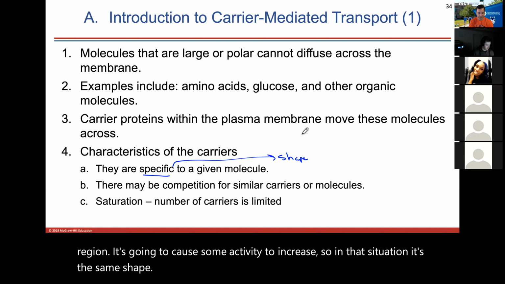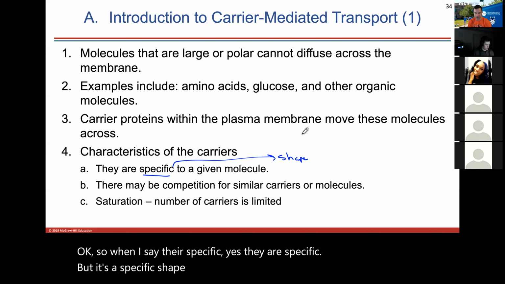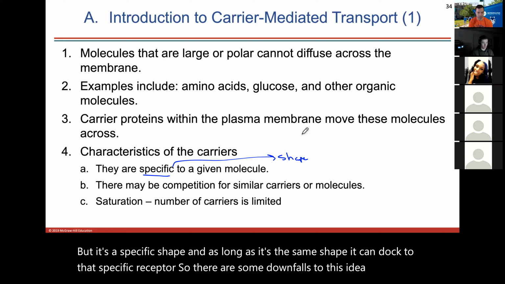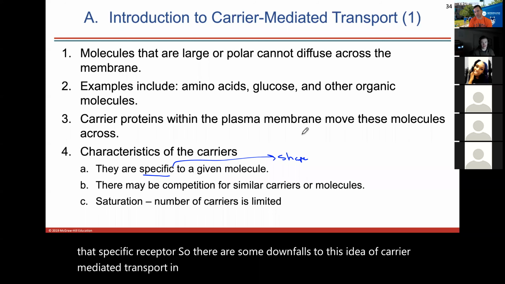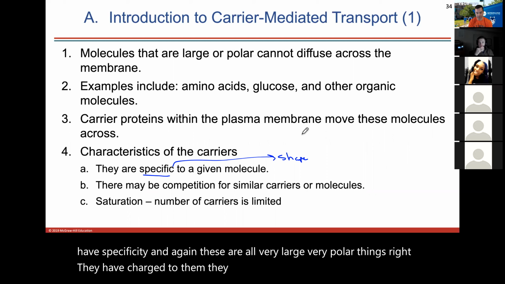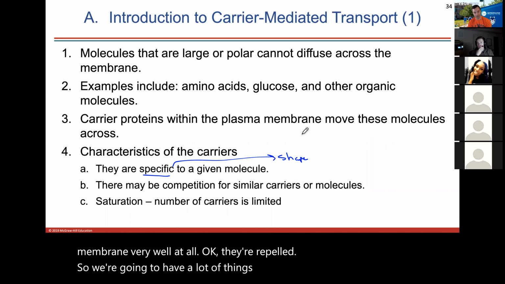So when I say they're specific, yes, they are specific, but it's a specific shape. And as long as it's the same shape, it can dock to that specific receptor. So there are some downfalls to this idea of carrier-mediated transport and it being specific. A number of various different things have specificity. And again, these are all very large, very polar things. They have charge to them. They don't diffuse through the lipid membrane very well at all. They're repelled. So we're going to have a lot of things that are going to help bring that across.